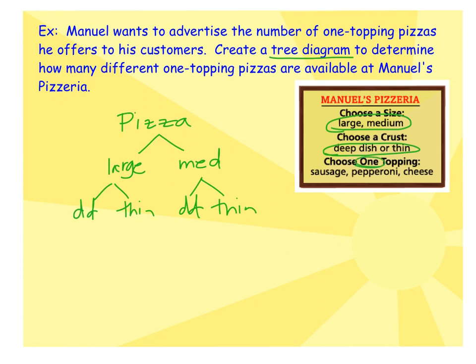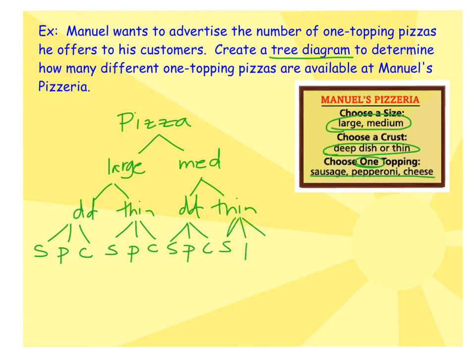Then you're going to choose your one topping, and there are 3 choices for those. So if you have a large deep dish, you could have sausage, pepperoni, or cheese. So I'm just going to go S, P, and C. You could do the thin and have the same options, sausage, pepperoni, or cheese. If you had the medium deep dish, sausage, pepperoni, or cheese. Medium thin, sausage, pepperoni, or cheese.